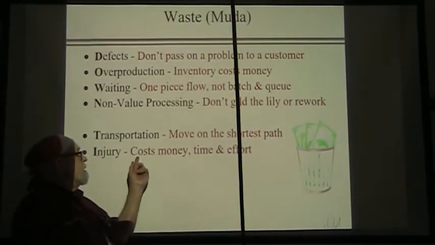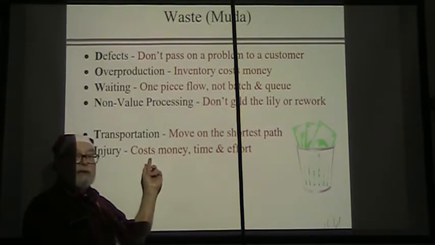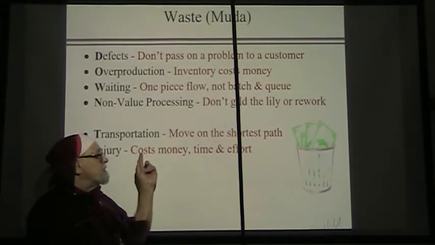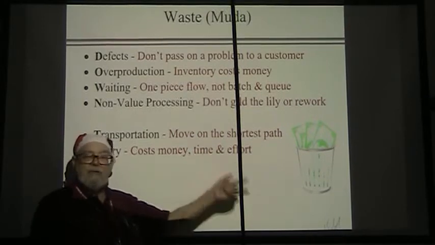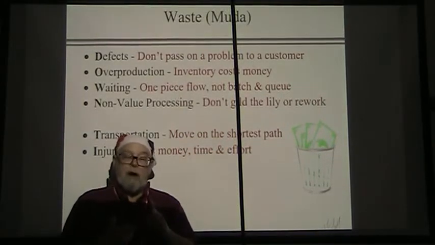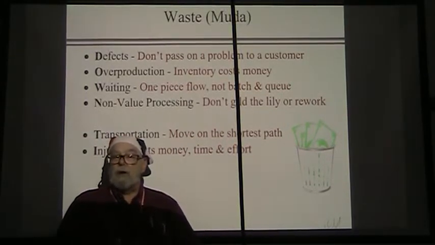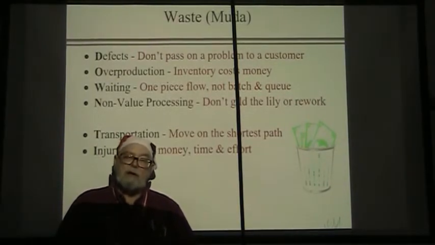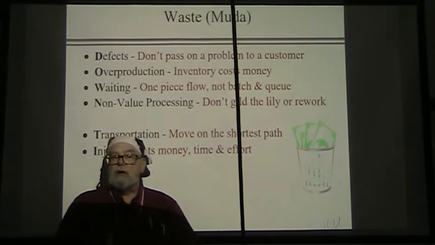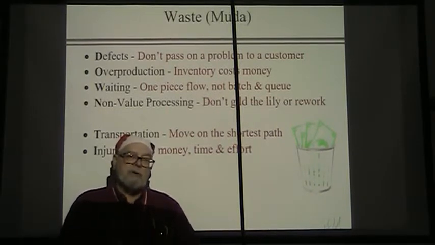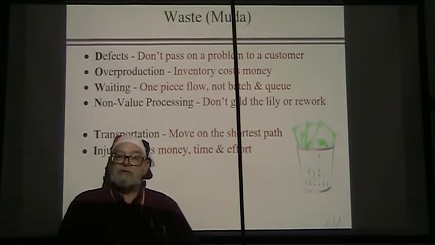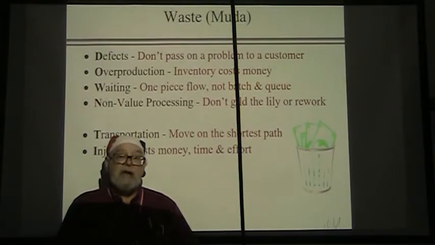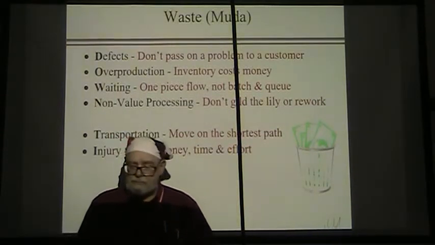Injury is a waste. That is going to cost us the money, time, and effort to, first of all, replace our worker permanently or temporarily. That worker is going to have to be trained. The worker who's injured is going to get workman's comp. They're going to have to go see doctors and other medical professionals. And in the worst case, they're going to sue.